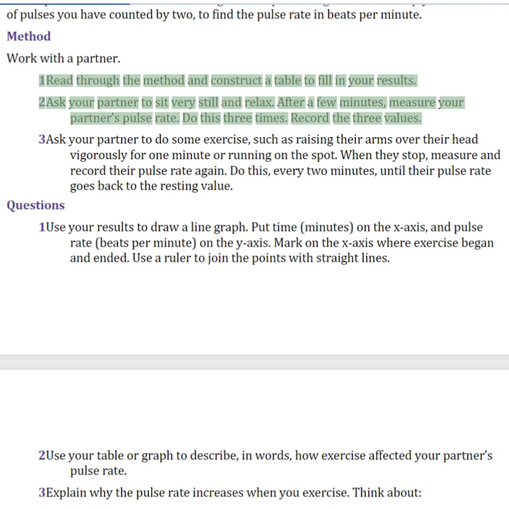1. Read through the method and construct a table to fill in your results. 2. Ask your partner to sit very still and relax. After a few minutes, measure your partner's pulse rate. Do this 3 times. Record the 3 values.